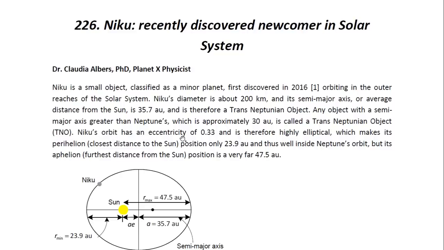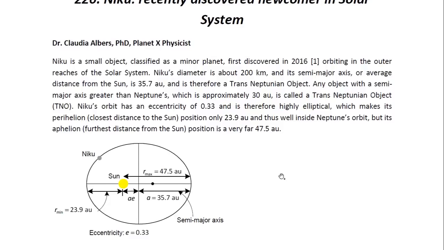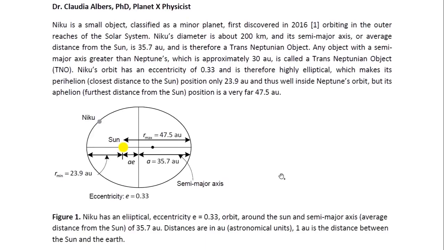Niku's orbit has an eccentricity of 0.33 and is therefore highly elliptical. If the orbit is circular, then the eccentricity is 0. So the fact that it's 0.33 makes it highly elliptical. And this makes its perihelion, or closest distance to the Sun, only 23.9 AU, and thus well inside Neptune's orbit, whilst its aphelion position, or furthest distance from the Sun, is very far, 47.5 AU. And we see that illustrated here.